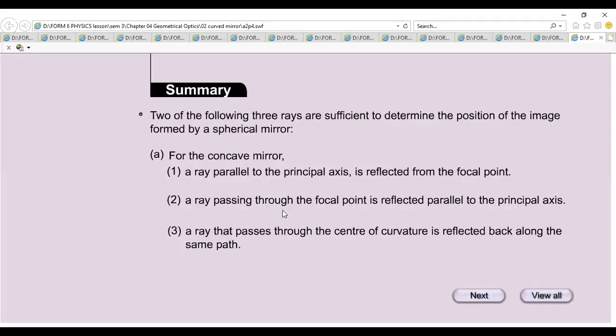Next, summary. Two of the following three rays are sufficient to determine the position of the image formed by a spherical mirror. This means there are three lines we must draw. First, a ray parallel to the principal axis is reflected through the focal point. Second, a ray passing through the focal point is reflected parallel to the principal axis. Next, a ray that passes through the center of curvature is reflected back along the same path.